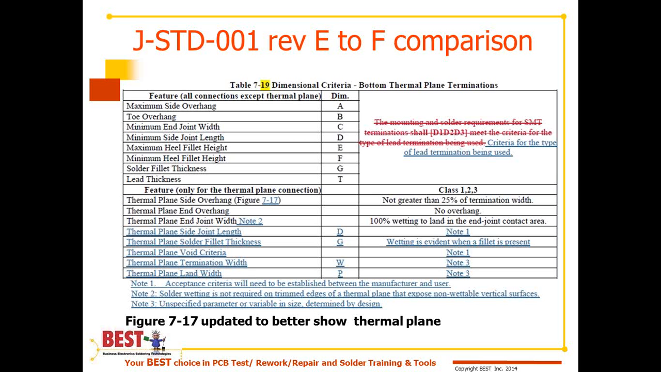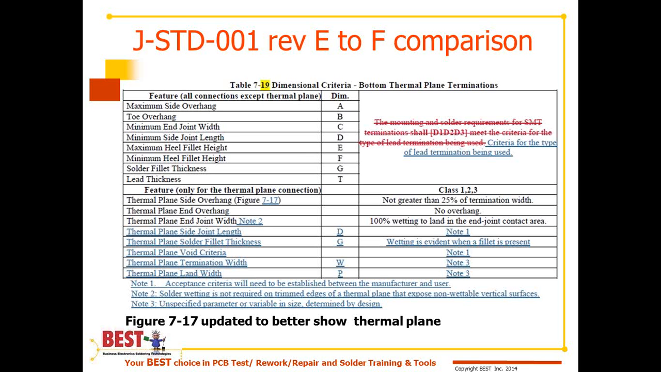Then for bottom thermal plane components in Table 719, they've changed the early part of it where it just refers you to the lead style for those leads, and it just says now that the criteria for the type of lead termination being used is what we would refer to. And then it's added a few more features to the bottom thermal plane connection.